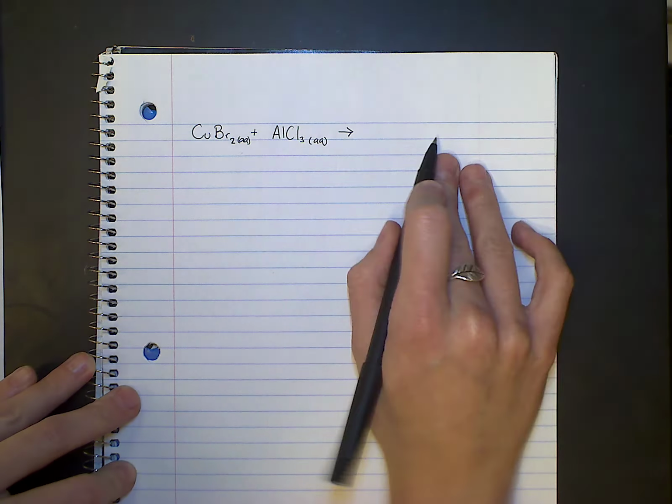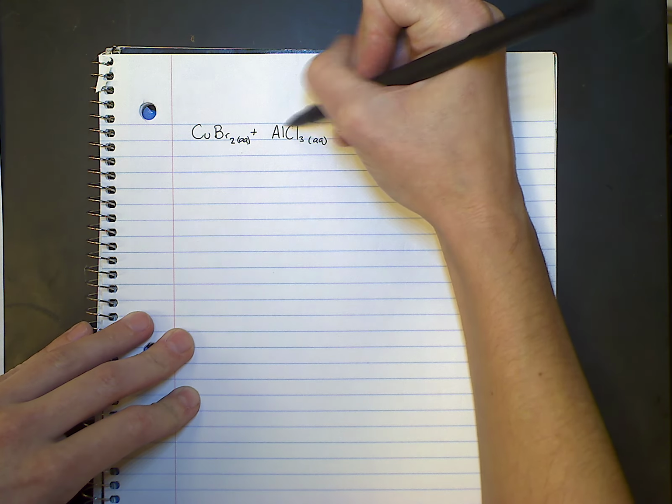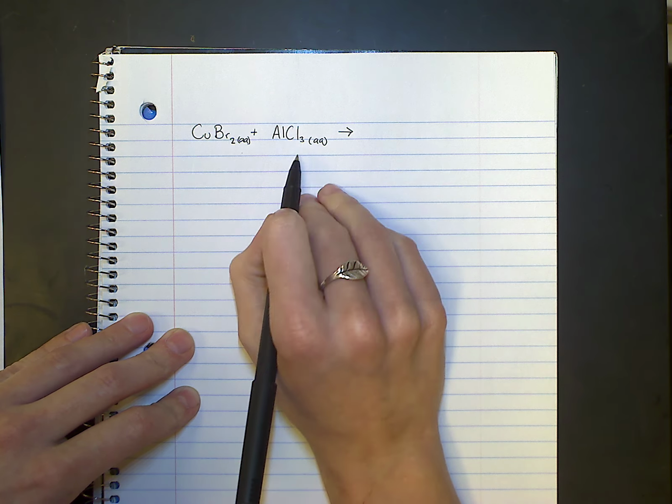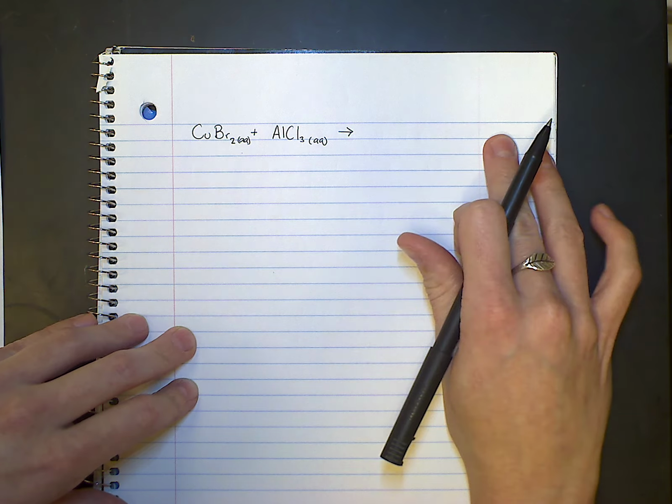Okay, so to complete the other side of a double replacement reaction, the first thing I would suggest you do is go back and backwards cross-charge all the things that you have in your beginning half of the reaction so you know what charges you're working with when you do the other half.